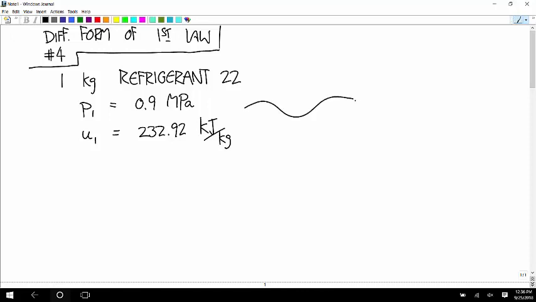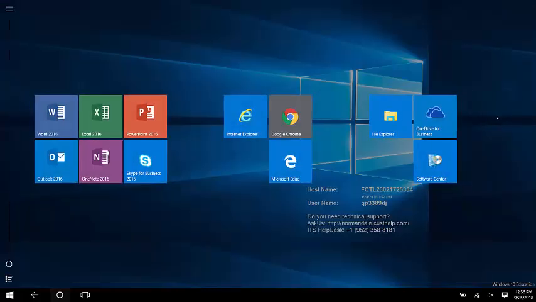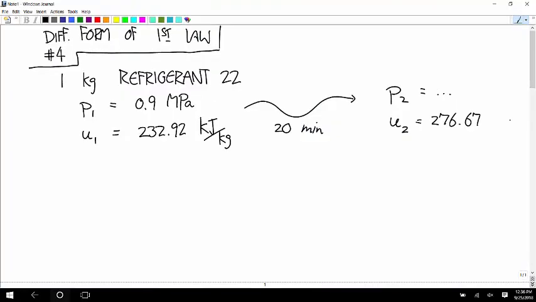And then over a process that takes 20 minutes, it comes to a new pressure, I think it gives a pressure too, but the thing that we're going to need is the specific internal energy at that second state of 276.67 kilojoules per kilogram.